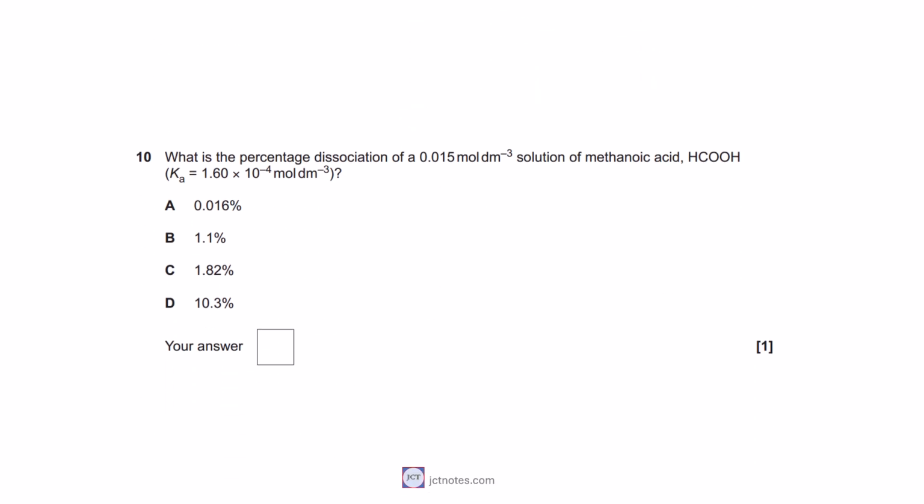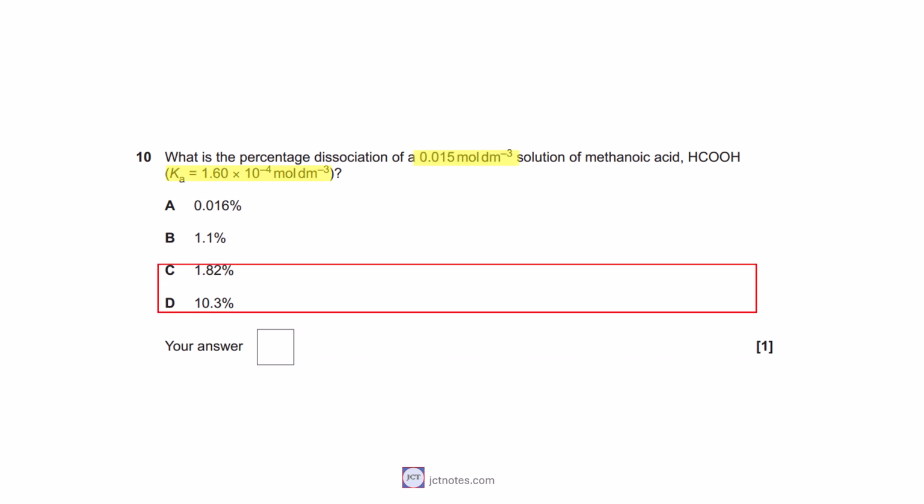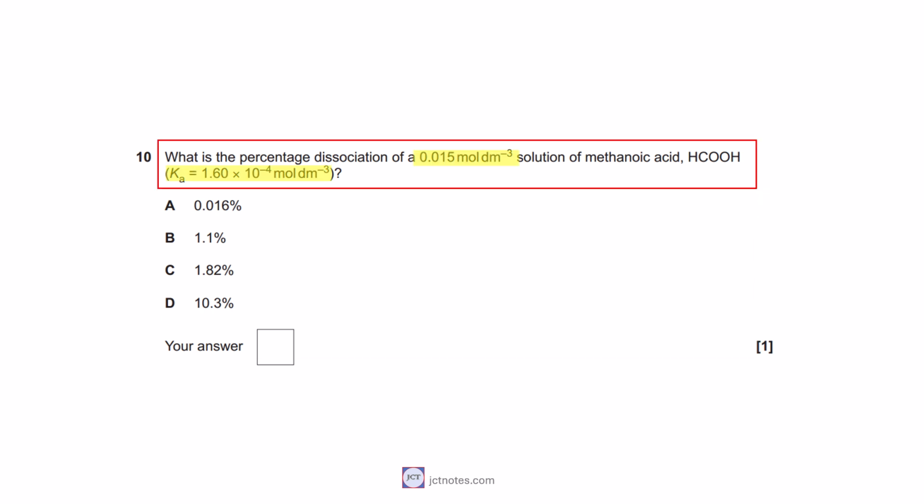Question 10 asks about the percentage dissociation of a 0.015 molar solution of methanoic acid with the dissociation constant provided. Based on the dissociation reaction, we start with 0.015 moles of methanoic acid. We are going to dissociate X moles of methanoic acid and form X moles of protons and methanoate anion. At equilibrium we are going to have 0.015 minus X moles of methanoic acid and X moles of protons and methanoate anion.